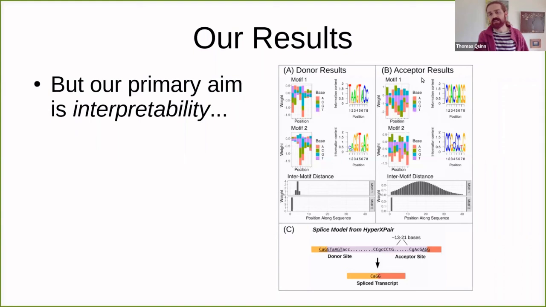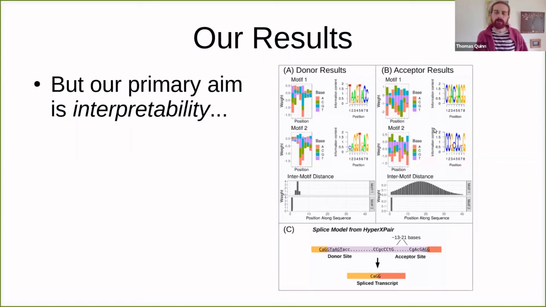The acceptor, we get something quite interesting as well. What we find is in the first motif, we get a canonical AGG site, which is known to be involved in defining a splice acceptor site. And we also see a number of CCs with a couple of Gs scattered about, occurring upstream of this canonical site.